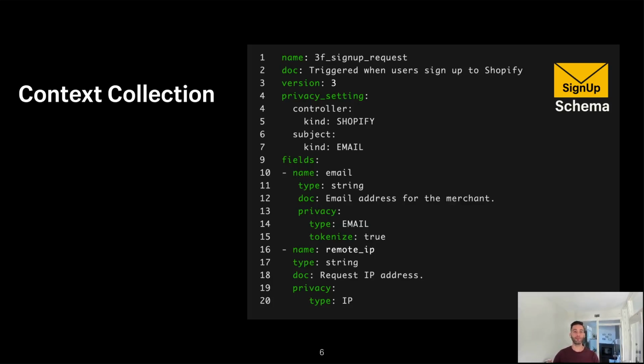In our first step, we started with context collection. We did so because we thought missing context was the root cause of a lot of the problems that we were facing. Our first step was to introduce a schematization system. Schemas are proposed by developers or data scientists who are interested in capturing new events. You can see an example of an event schema on the right side for the sign-up event. Let's read through this schema and see what kind of context it collects.